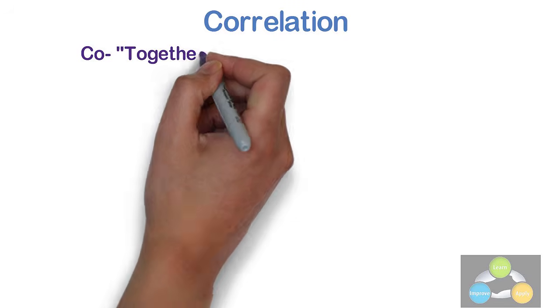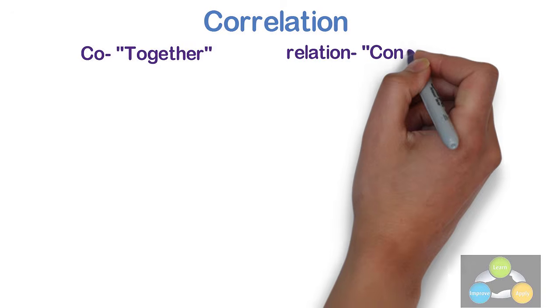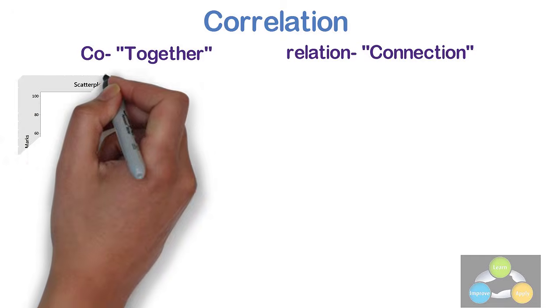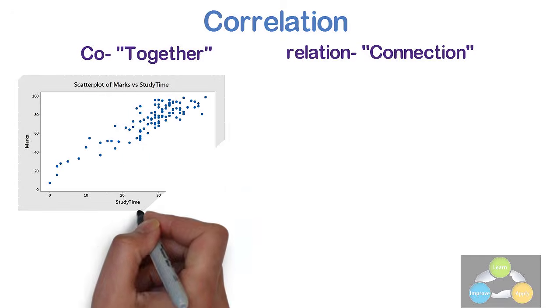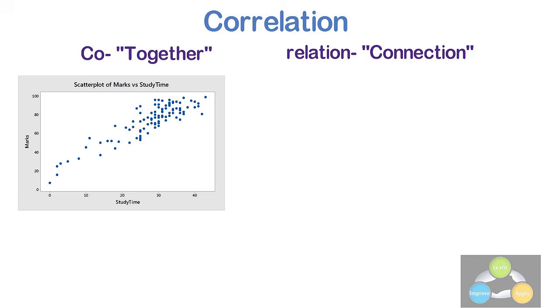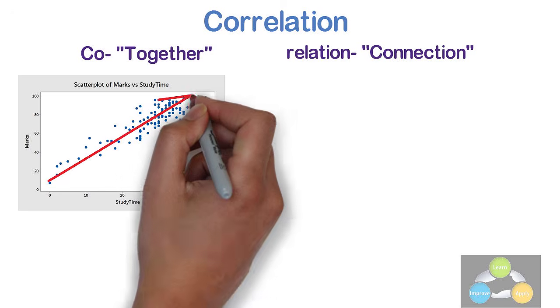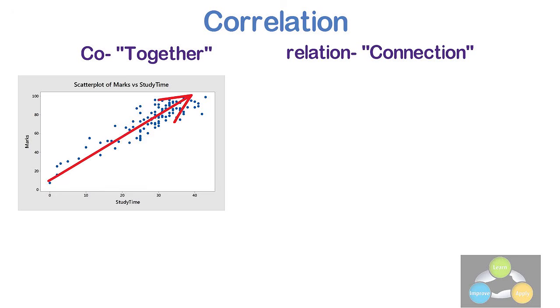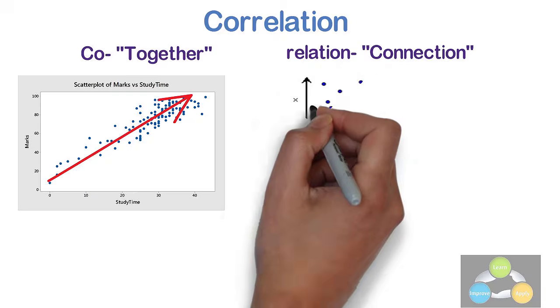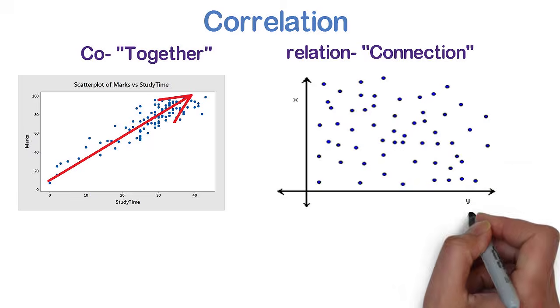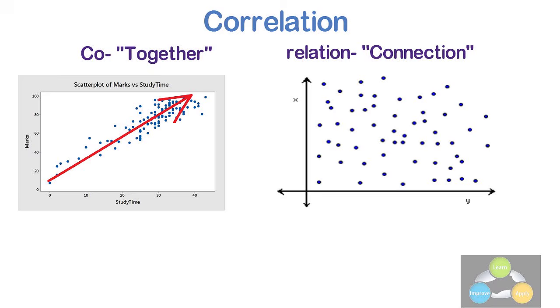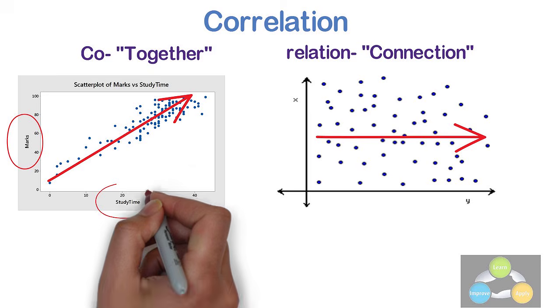Co means together and relation means connection between the two quantities. Correlation is when, at the time of study of two variables, a unit change in one variable is reacted by an equivalent change in another variable, directly or indirectly. Or else, the variables are said to be uncorrelated when the movement in one variable does not show any movement in another variable in a specific direction. It is a statistical technique which represents the strength of connection between the pairs of variables.